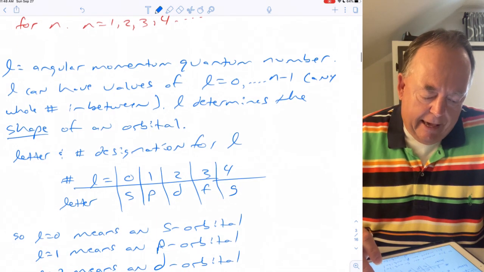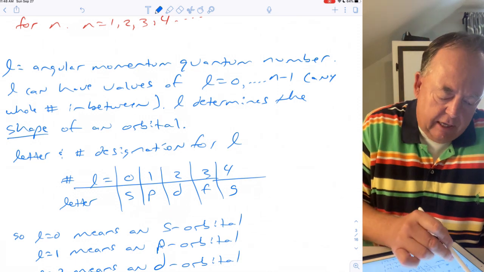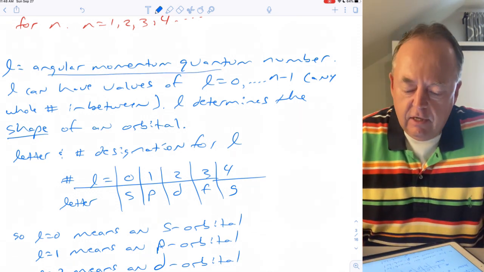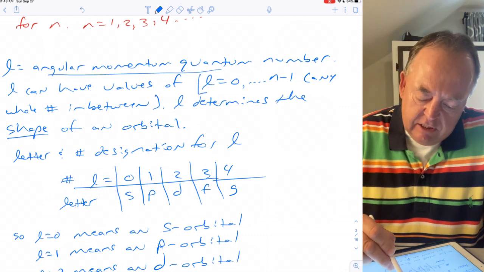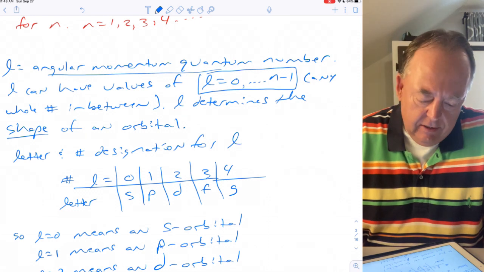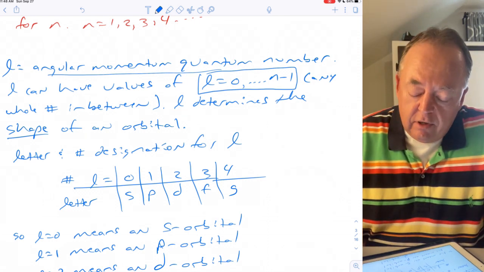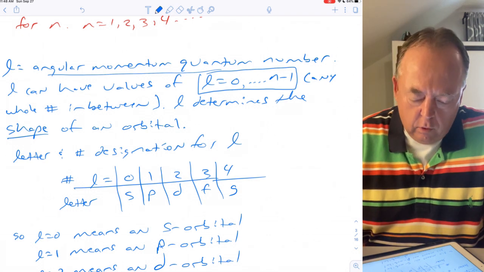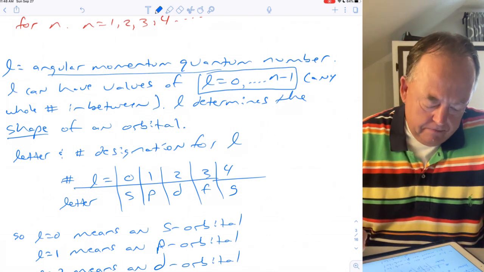Okay, so the L quantum number. It's what's known as the angular momentum quantum number. So what are its possible values? It can have values from 0 to n-1 and any integer in between. So any whole number or integer in between. L primarily determines the shape of an orbital, what an orbital looks like.